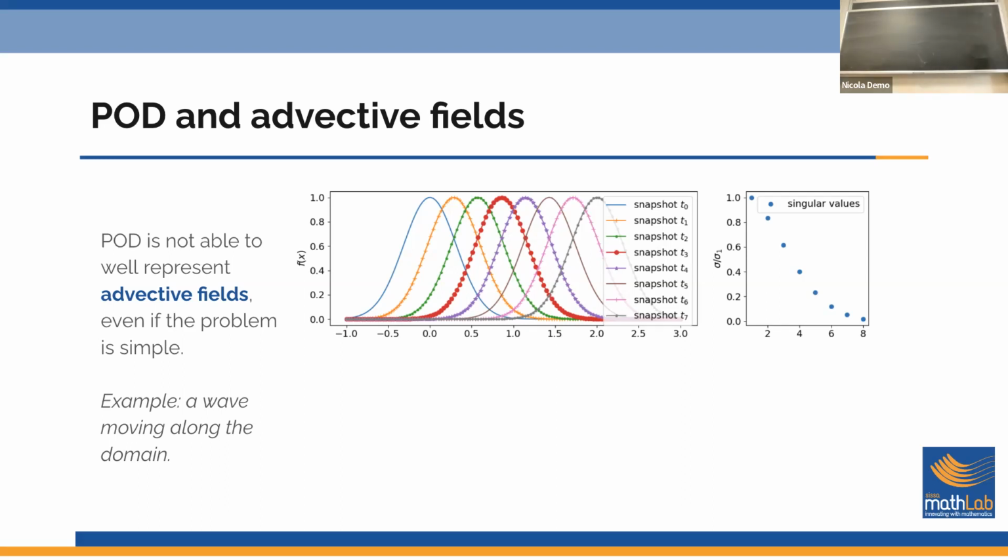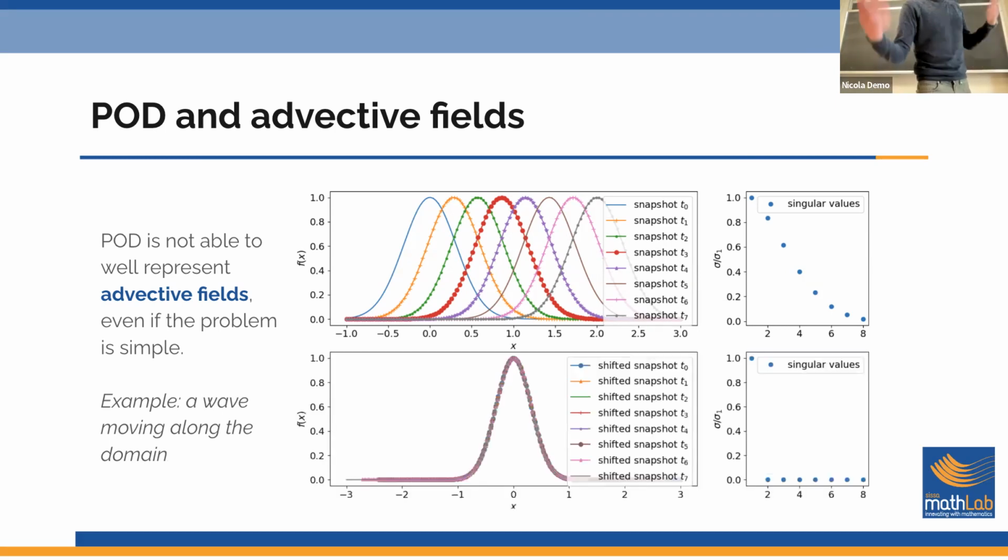Even if the structure is very, very simple, the singular values don't show any low dimension explicitly. We know that, of course, from here, but one solution can be simply to shift your snapshot before doing the POD, because if you're able to align all these waves and put them in your matrix and perform the POD, then your singular values tell you that you have just one dimension.